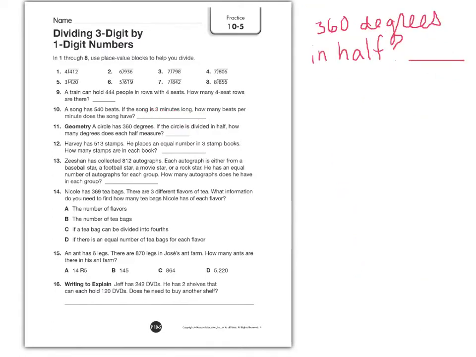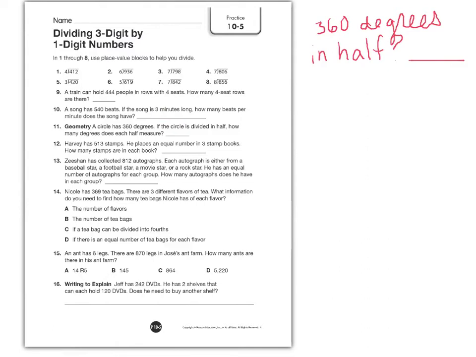Number 11, geometry. This is a geometry question. A circle has 360 degrees. If the circle is divided in half, how many degrees does each half measure? So how many degrees in each half is what we're looking at.